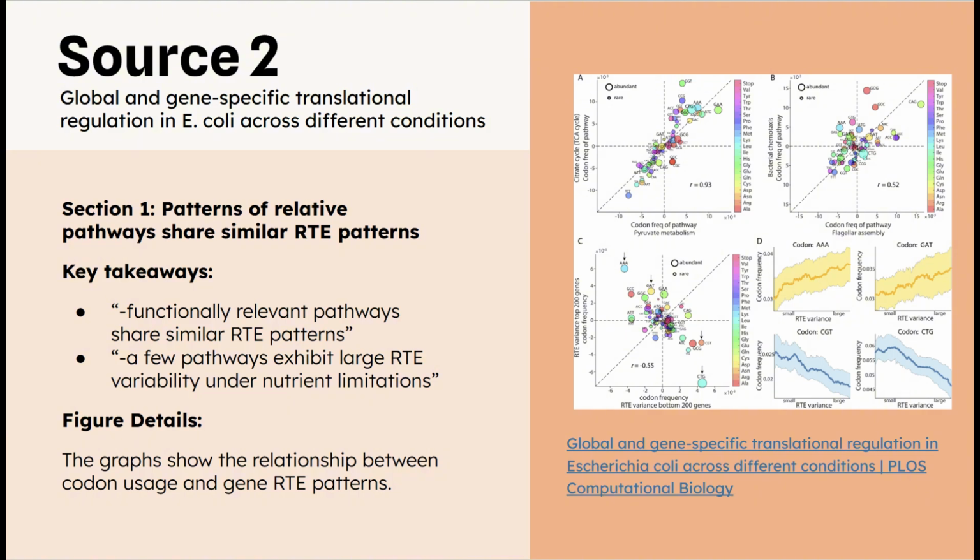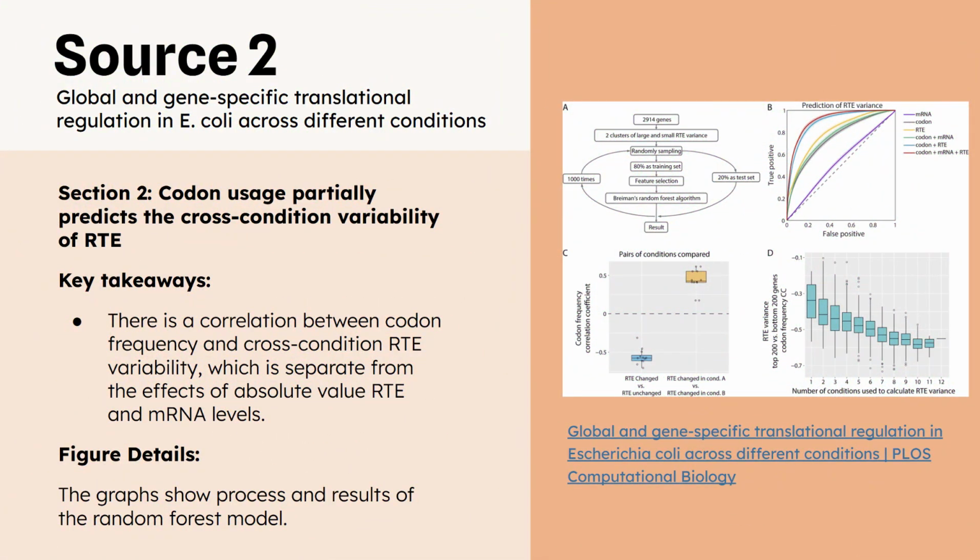which stated that functionally relevant pathways share similar RTE patterns. This section also showed that a few pathways in E. coli exhibited large RTE variability under nutrient limitations, which has important implications for this project. The second section I found to be useful was codon usage partially predicts the cross-condition variability of RTE. In order to determine the effect codons had on RTE variants separate from the absolute value of RTE and mRNA levels, the researchers used a random forest model and found that there was indeed an undeniable correlation between codon frequency and cross-condition RTE variability.